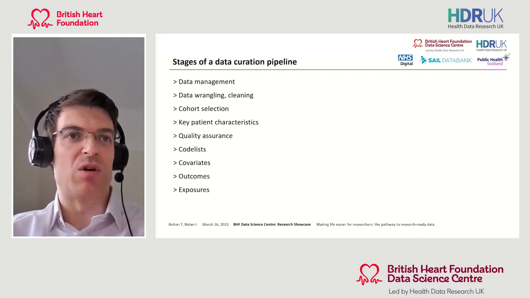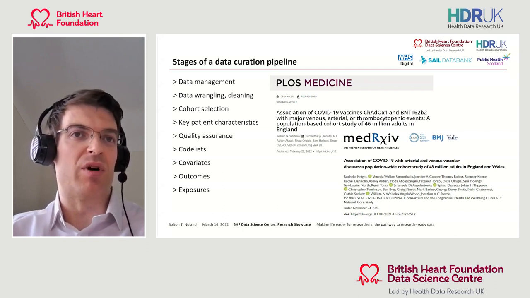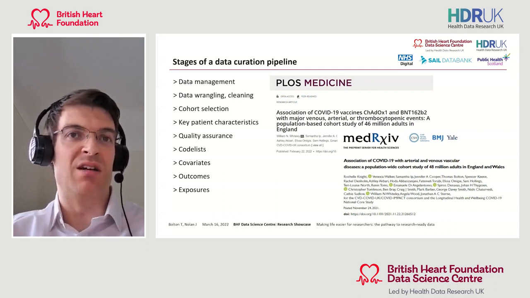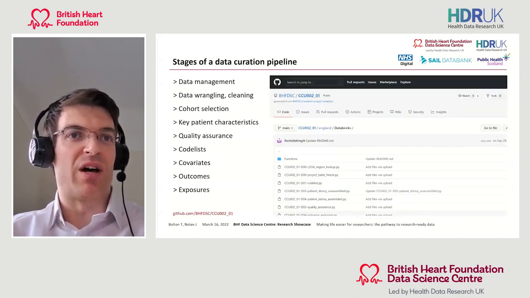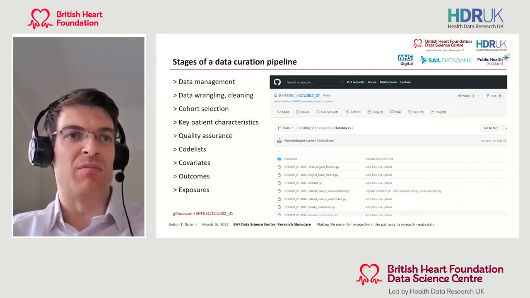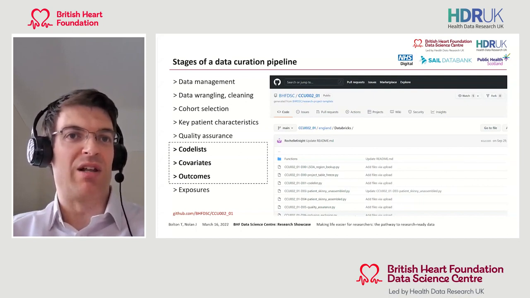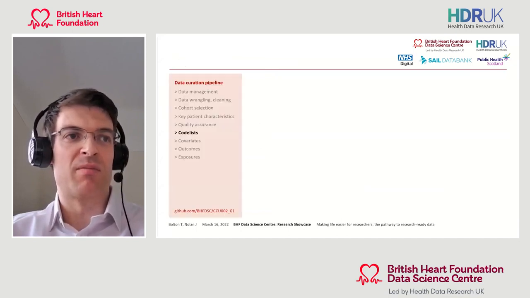covariates, outcomes, and exposures. And this was the pipeline used to prepare the research-ready analysis datasets for our studies investigating the risk of thrombotic events following both COVID-19 vaccination and infection. And all of this code is available via the BHF Data Science Centre GitHub repository and has formed the basis for the pipelines that John and I are now developing. Today, I'd briefly like to showcase some of our work around code lists, covariates, and outcomes, where we've been generalizing the pipeline to be readily applicable to multiple projects.